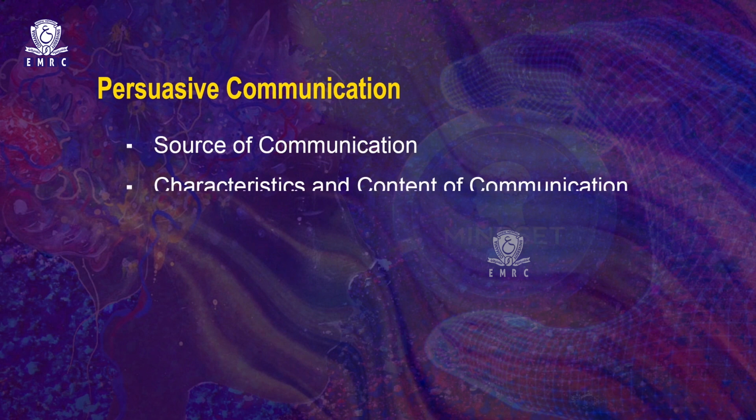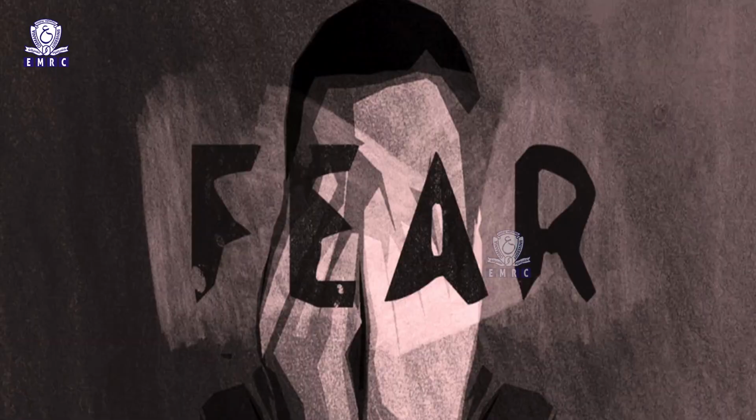So, let us go to the next aspect, the content and characteristics of communication. There are dimensions of content and communication like fear arousing appeal. For example, when some information is aimed at arousing fear or negative emotions, but at the same time it provides alternatives to reduce that fear, then this has been found to be more effective.